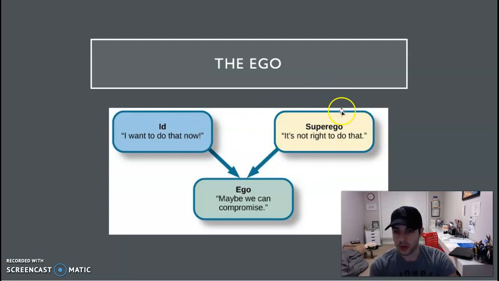And here I just have a photo representing the three again. You can see here's the id: I want to do that right now. But the ego is trying to make a compromise. Maybe we can make a compromise. And we'll be discussing the superego on the next slide.